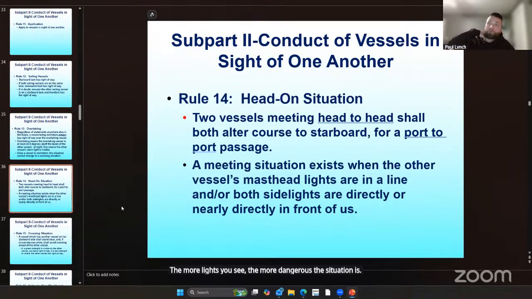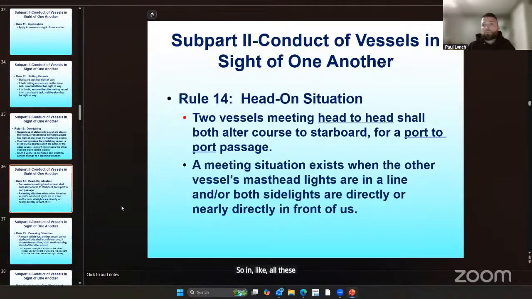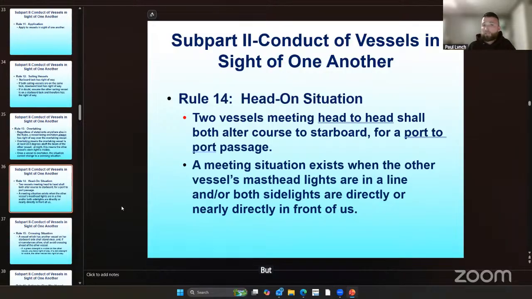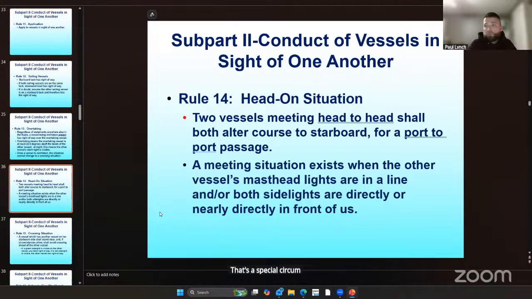A special circumstance situation for the rules of the road is when there are more than two vessels meeting. All these situations that we're going over and are going to go over are between two vessels, but a special circumstance for the rules of the road is when there are more than two vessels meeting at once. That's a special circumstance situation.